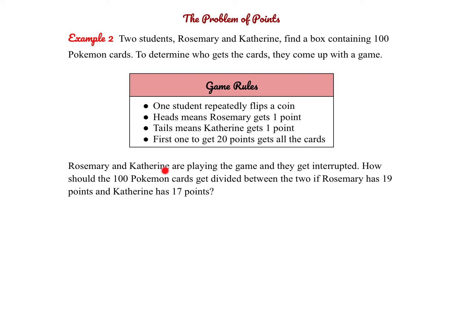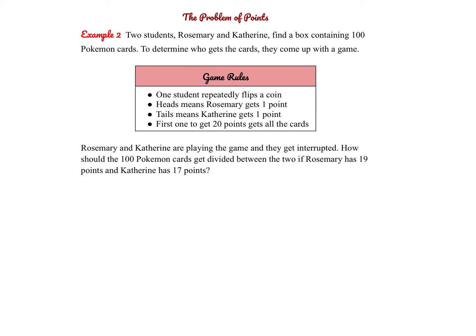But let's say Rosemary and Catherine are playing, but they get interrupted. So how should you fairly divvy up the 100 Pokemon cards if the current score when that game gets interrupted is that Rosemary has 19 points and Catherine has 17? So maybe your initial thought is to say, well, Rosemary is closest, so let's have her get all of the cards. But we know that although Rosemary is closer, Catherine still has a chance of winning.